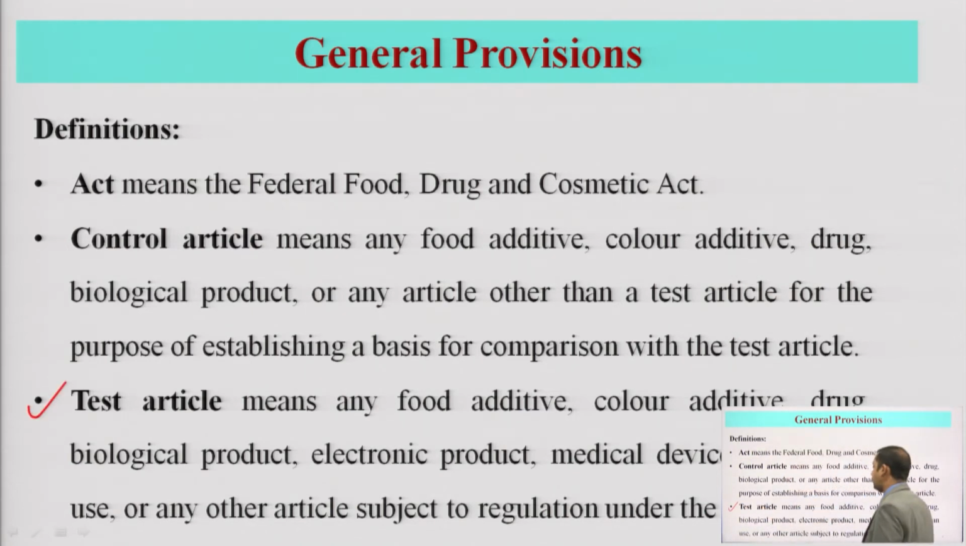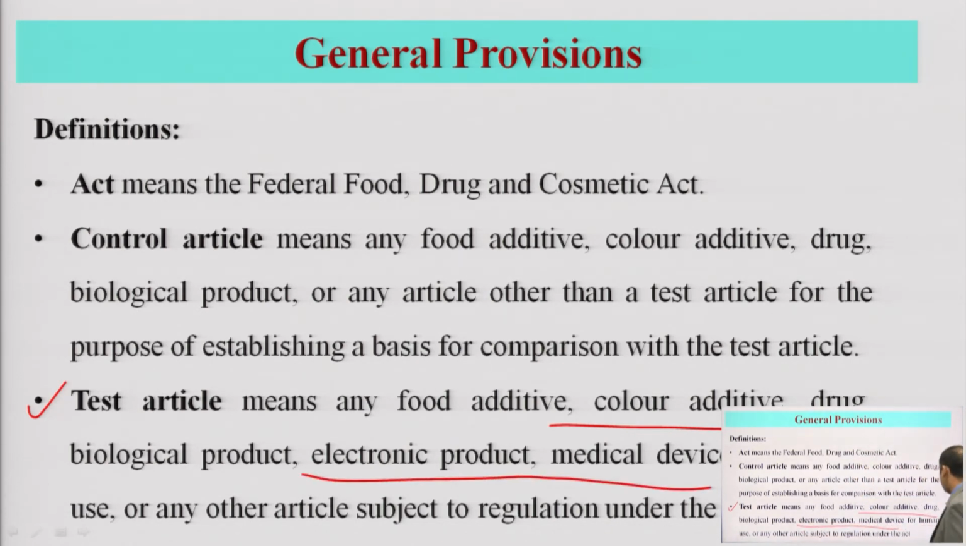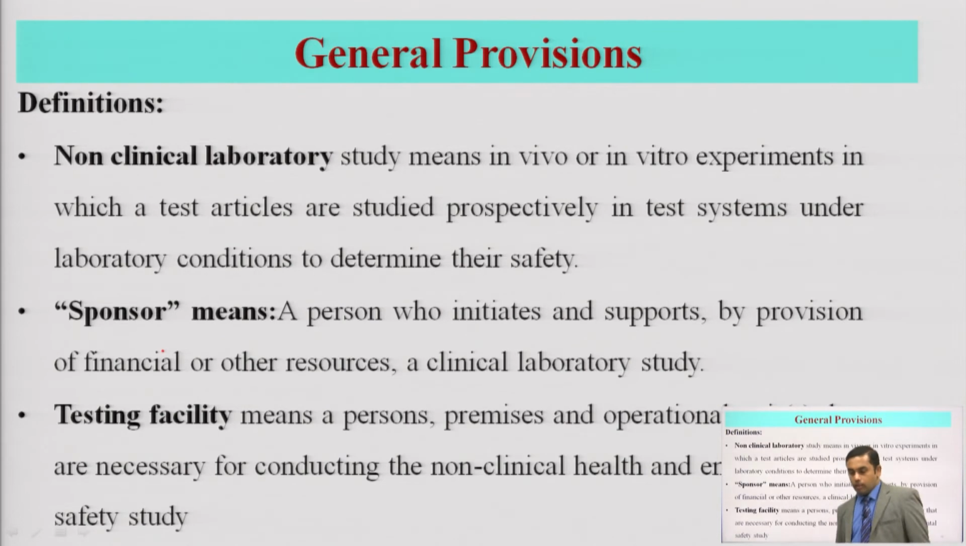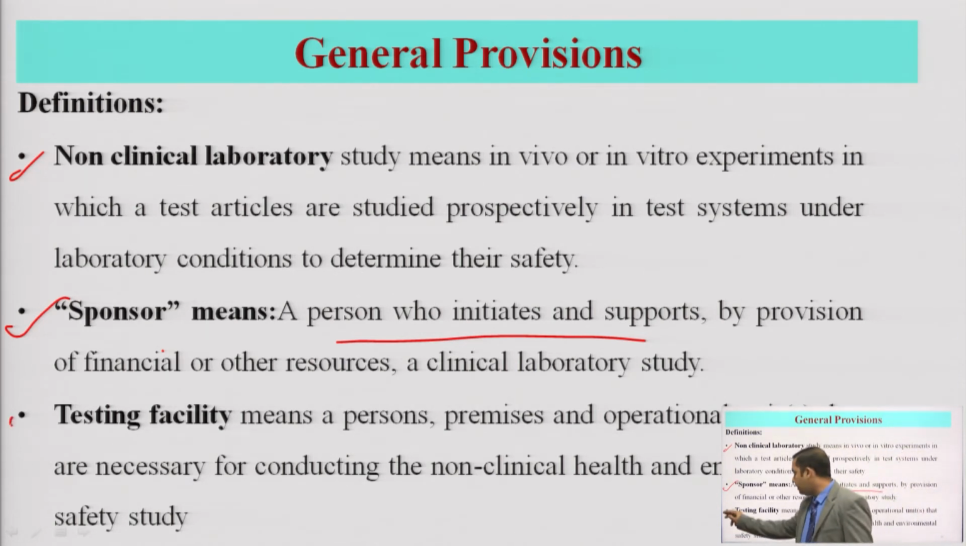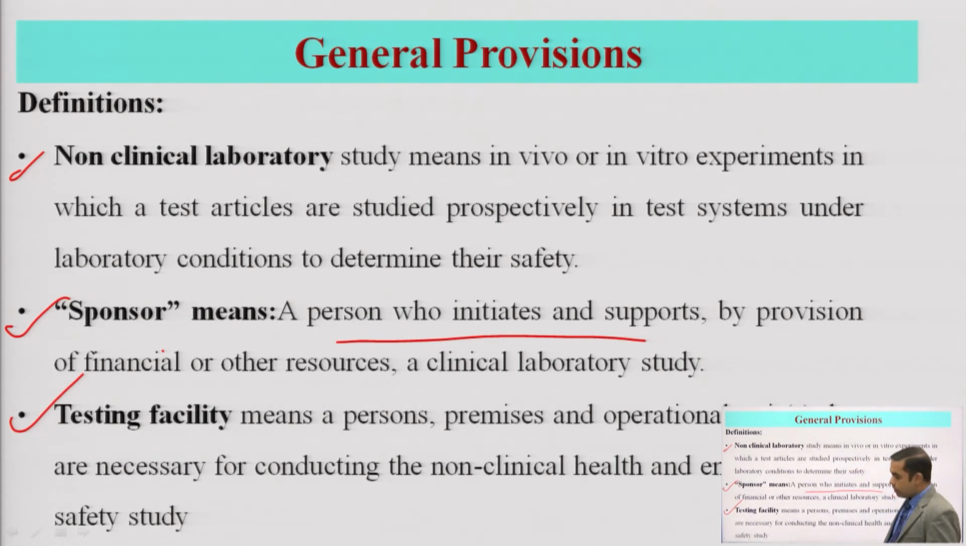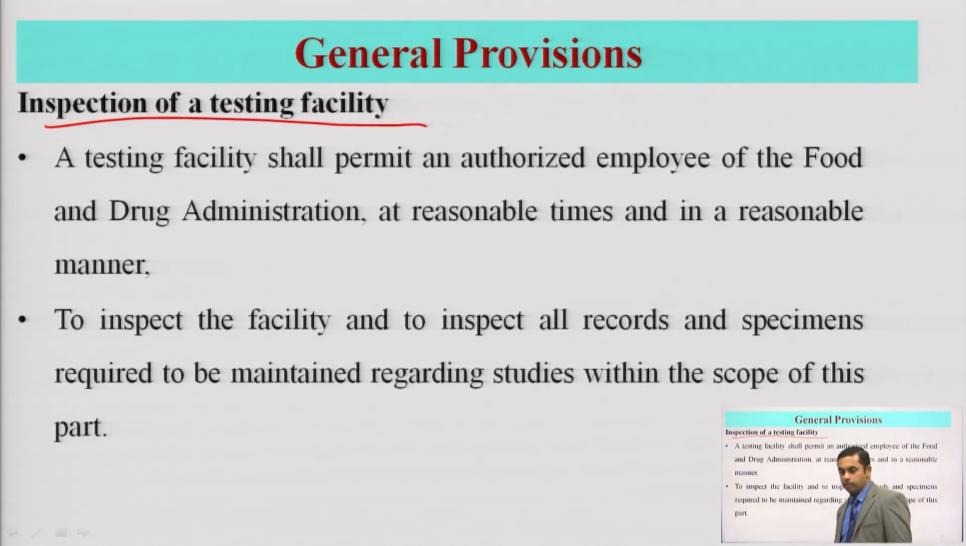Another thing is the test article. A test article can include anything: food, color additives, drugs, biological substances, etc. Whatever I have already mentioned about these things. Then non-clinical laboratory study, another term they have given, means an in vivo or in vitro experiment in which a test article is studied prospectively in a test system under laboratory conditions. Sponsor means a person who initiates and supports, by provision of financial resources. Testing facility means the person, premises or operational units that are necessary for conducting non-clinical and environmental safety studies.